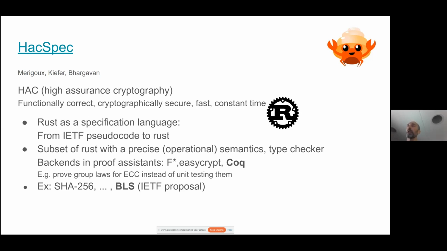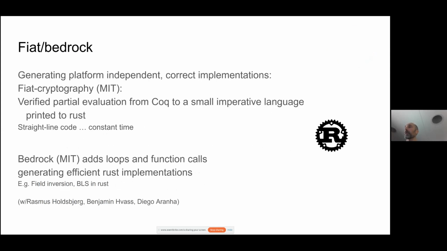So they implemented this in the Hacspec language. And so now this means that we can translate this from Rust to Coq by combining those two things. And I'll say a bit more about this in a minute, because I need another ingredient. So this is two frameworks, the Fiat framework and the Bedrock framework. So Fiat is a verified compiler.